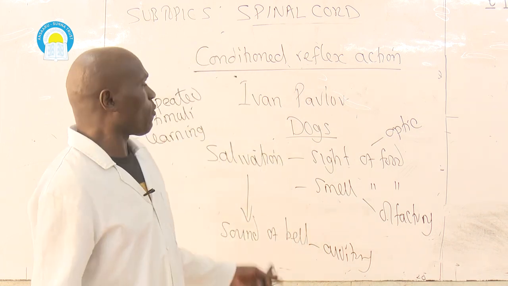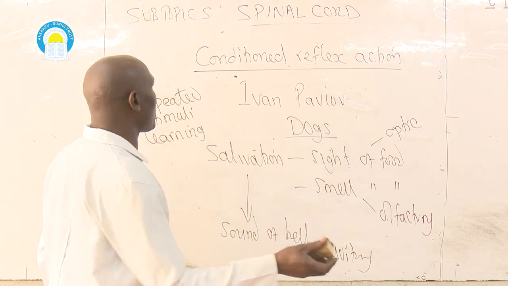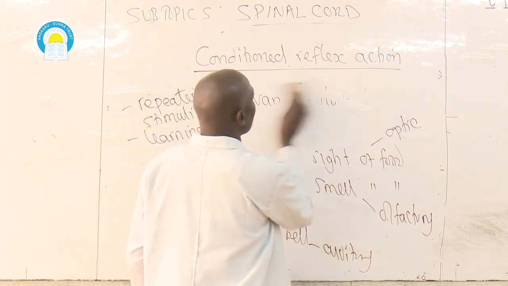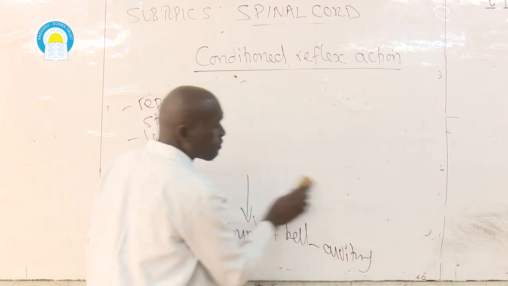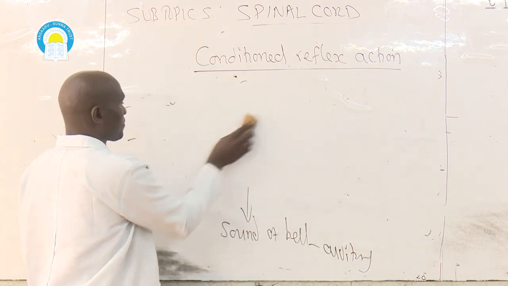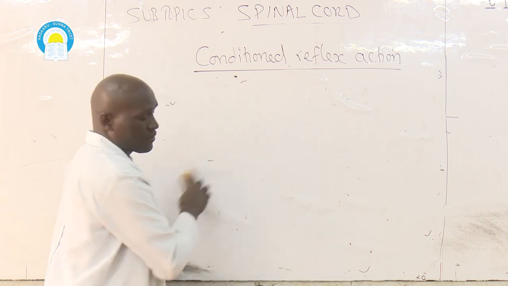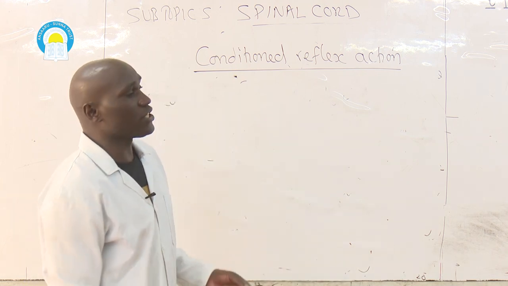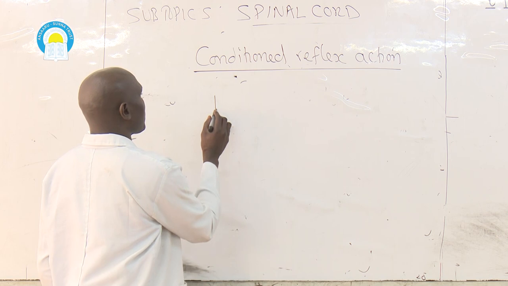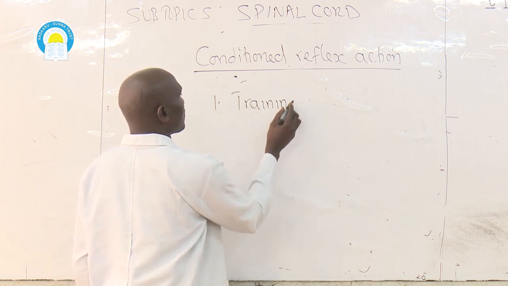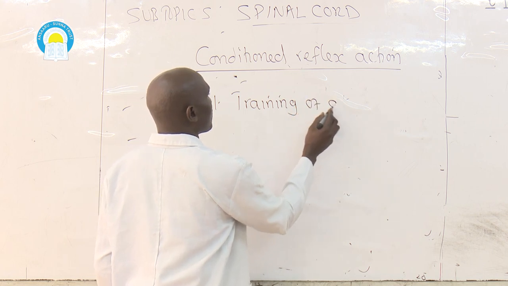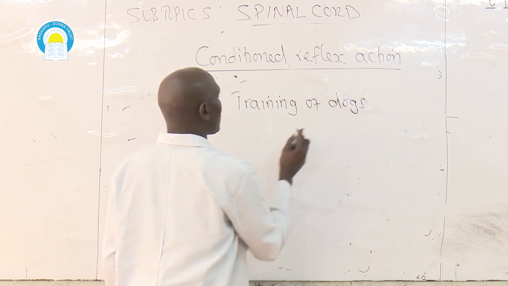Fine. What is the significance of conditioned reflex action? How is conditioned reflex action important to our daily lives? The applications of conditioned reflex action. One, it's used in the training of dogs.